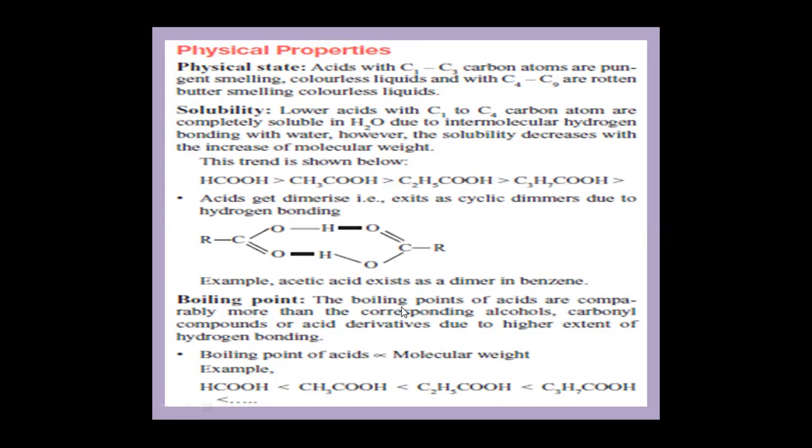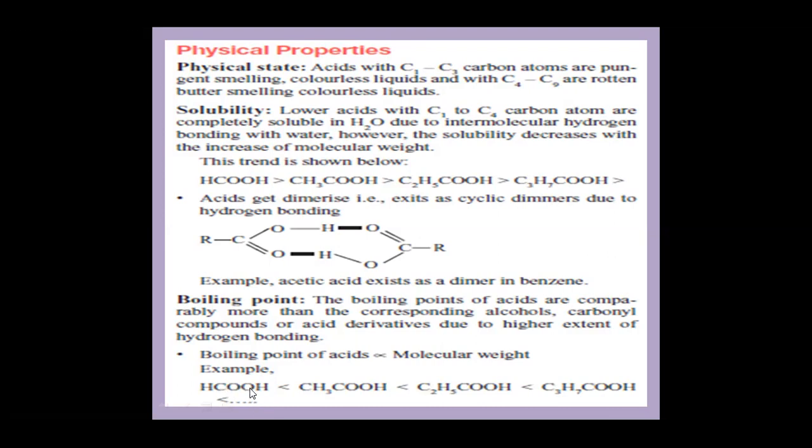Boiling point. The boiling points of acids are comparably more than those of the corresponding alcohols, carbonyl compounds and acid derivatives, due to the higher extent of hydrogen bonding. So carboxylic acids have higher boiling points due to the higher extent of hydrogen bonding. The boiling point of acids is directly proportional to the molecular weight. As the molecular weight increases, the boiling point of carboxylic acids also increases.